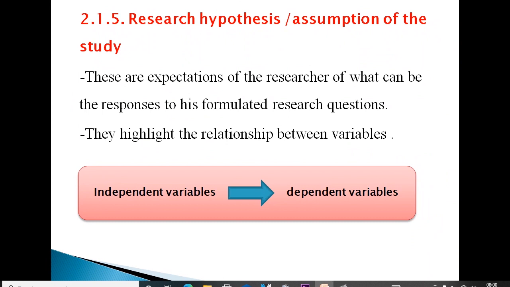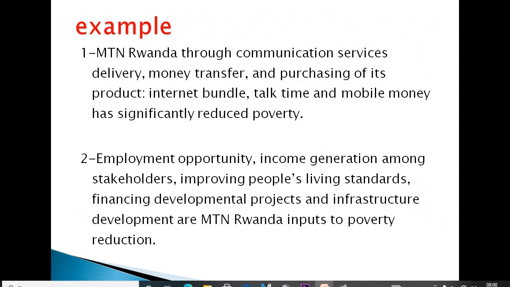So the research hypothesis must highlight the relationship between those two variables, independent variables and the dependent variables. For example, based on our 4 formulated research questions, the first research hypothesis can be the following. MTN Rwanda, through communication services delivery, money transfer, and the purchasing of its product like internet bundle, talk time, and mobile money, has significantly reduced poverty.